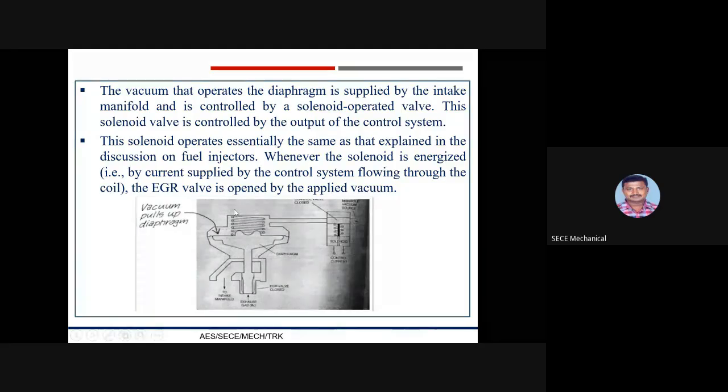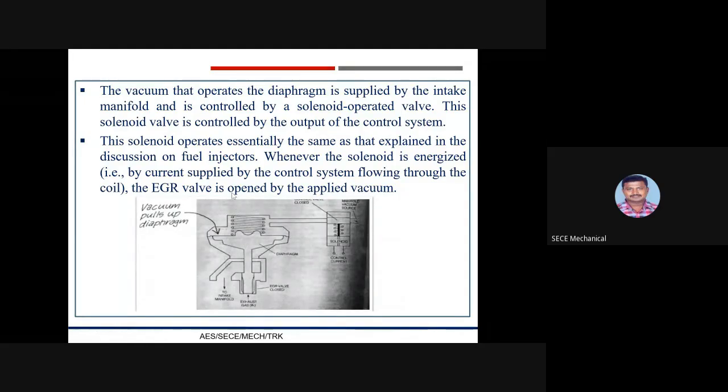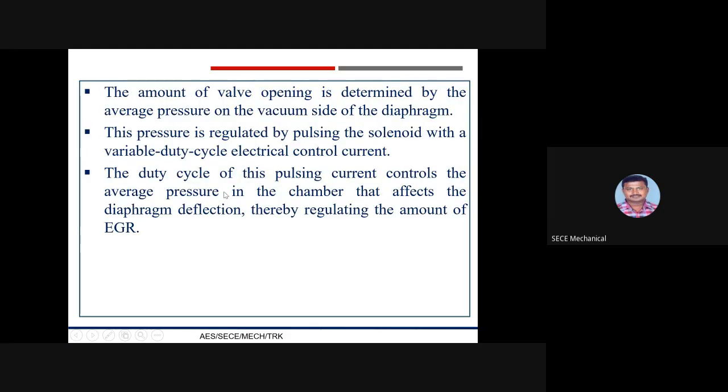When the EGR valve is opened by the applied vacuum, it will move in an upward direction. Then exhaust gases will enter into the inlet manifold, so it reduces the oxygen content going to the cylinder during the suction stroke. The amount of valve opening is determined by the average pressure of the vacuum inside the diaphragm. This pressure is regulated by pulsing the solenoid with a variable duty cycle electrical control current. The duty cycle of this pulsing current controls the average pressure in the chamber, which will affect the diaphragm deflection, thereby regulating the amount of exhaust gas recirculation we can achieve.